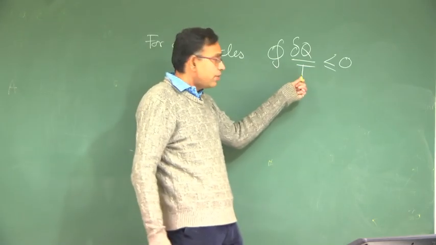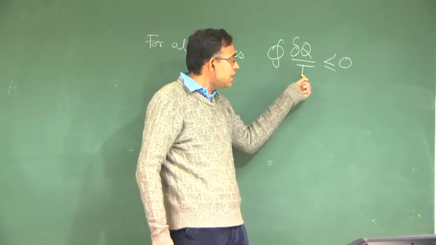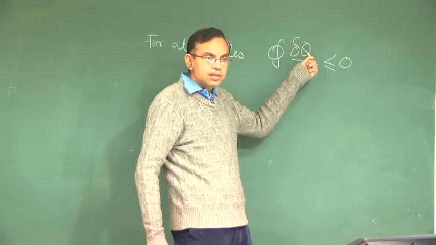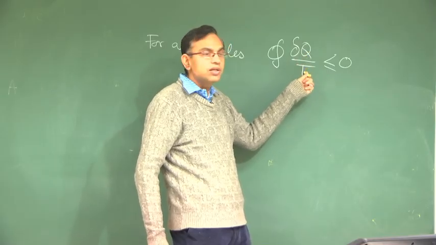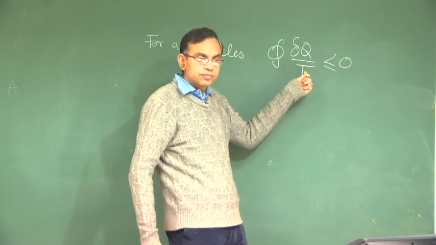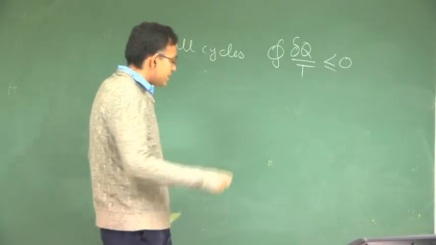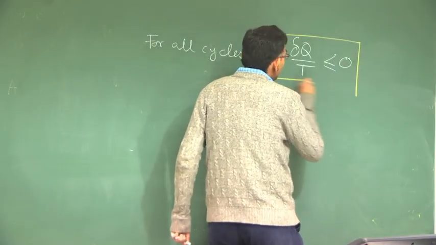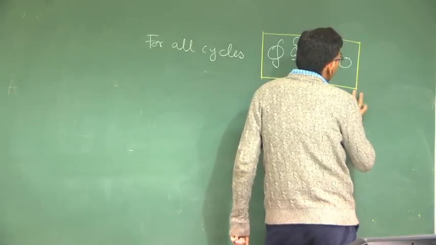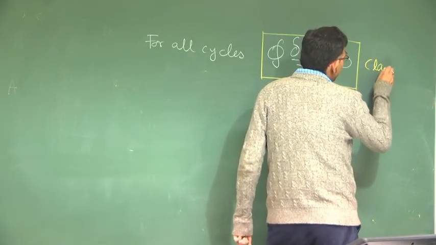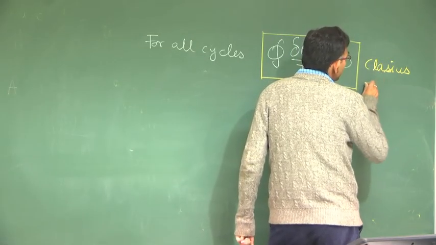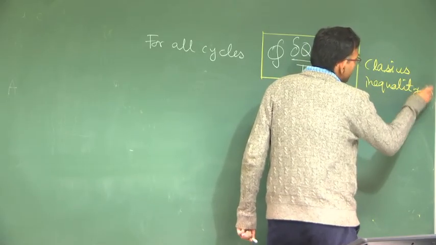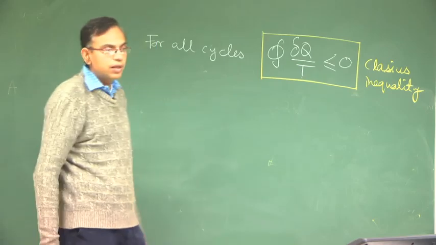Remember, from our derivation it is clear that this T is the temperature of the system boundary across which this del q is taking place, not the temperature of the source or sink. So, this is called the Clausius inequality, one of the most classical inequalities deployed in thermodynamics.